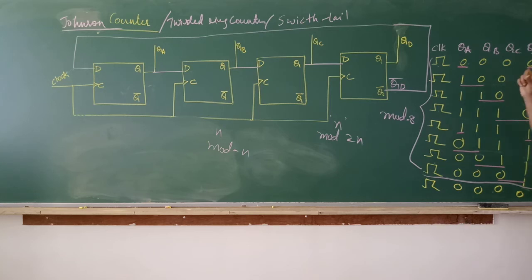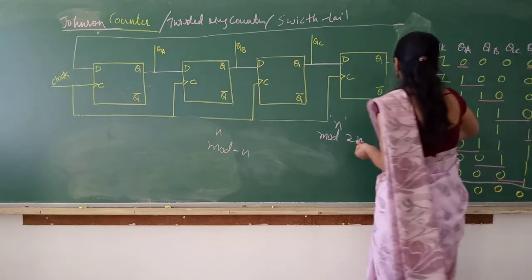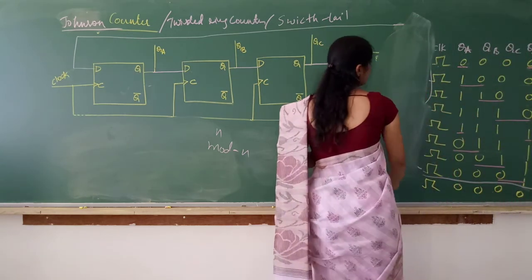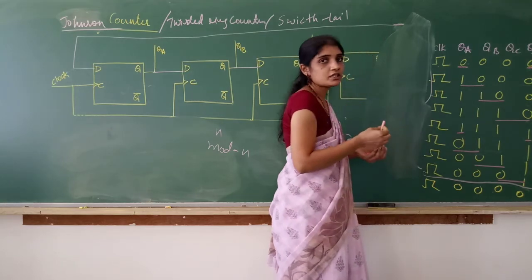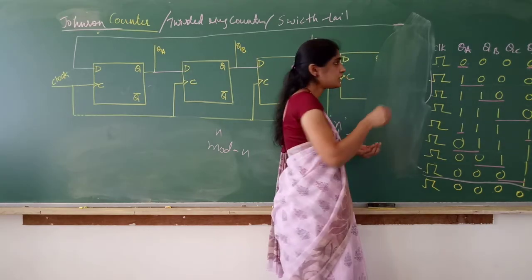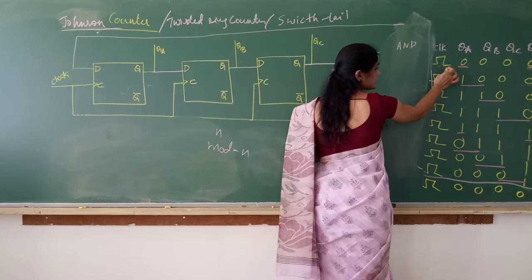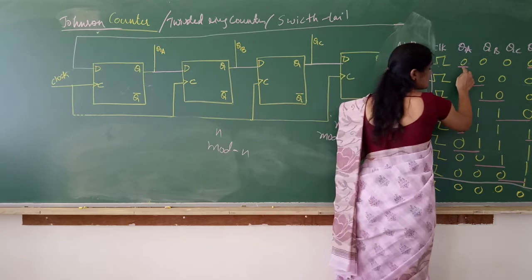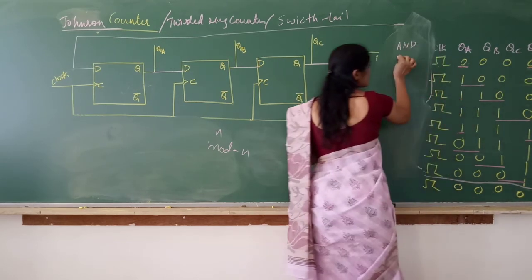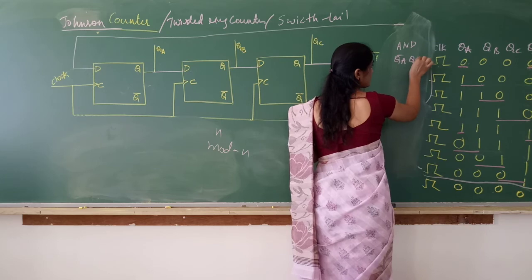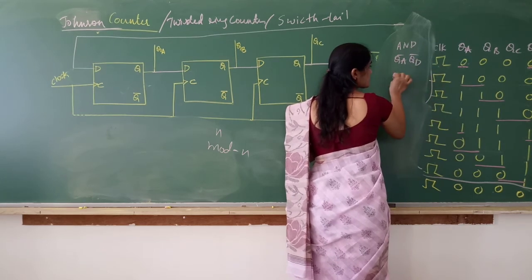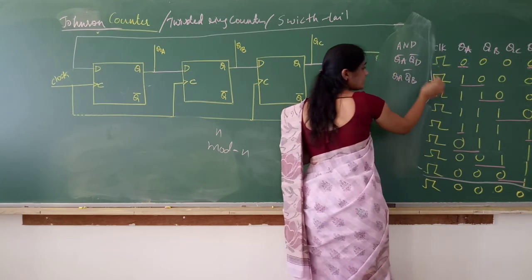We need a 2 input AND gate. For this, the inputs for the AND gate will be QA bar, QD bar. For this, QA, QB bar. To decode the output sequence, compared to a ring counter, to decode the outputs of a Johnson counter, we need a 2 input AND gate. The inputs for the AND gate will be, here in this sequence, the unique pair is these 2. So this will be QA bar, QD bar. Here the unique pair is this. So QA, QB bar.